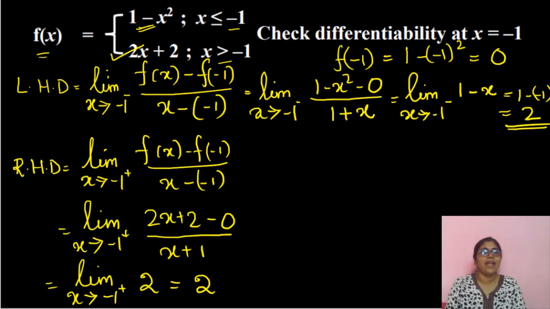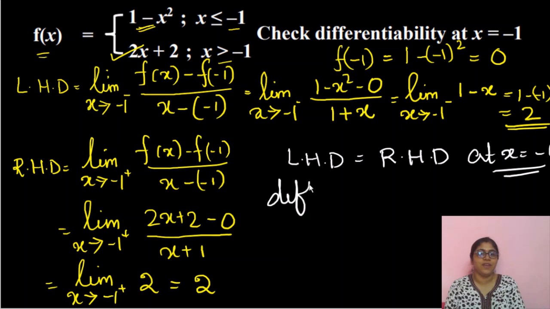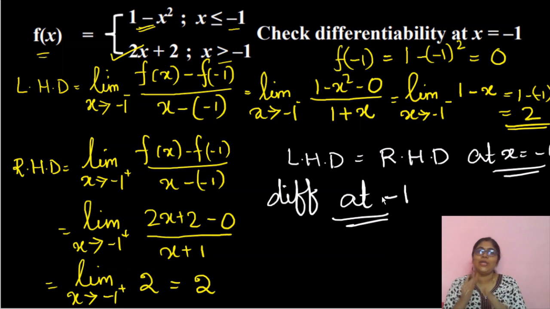So our LHD equals RHD at the point x is equal to minus 1. This is important. So the function is differentiable at minus 1. So this is all about the concept of differentiability. In the upcoming videos, we'll do more questions based on continuity and differentiability. I hope the concept is clear.